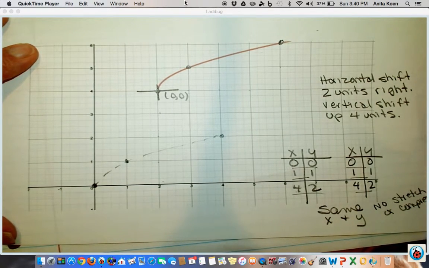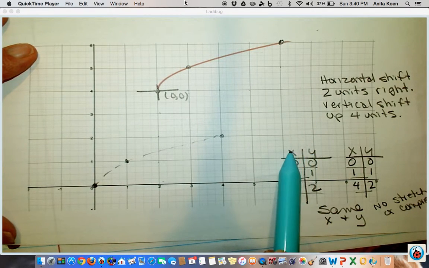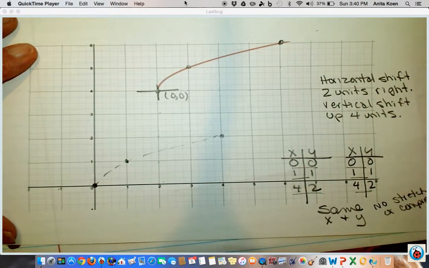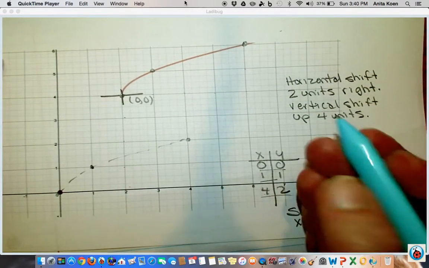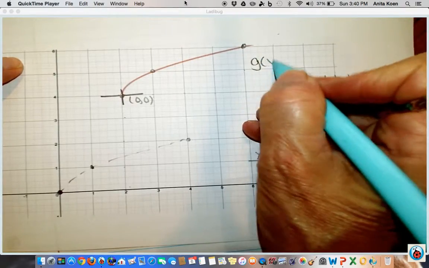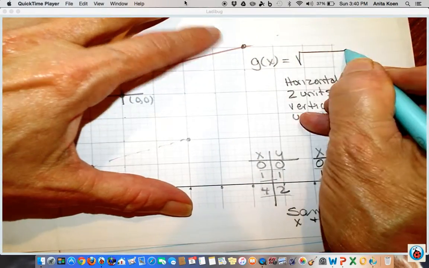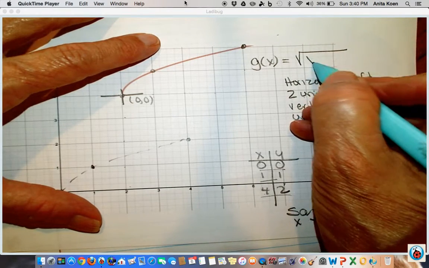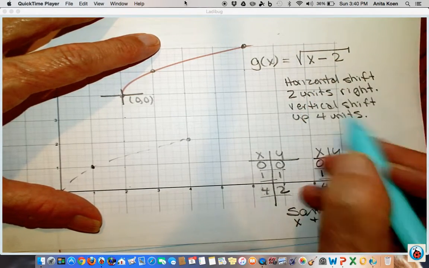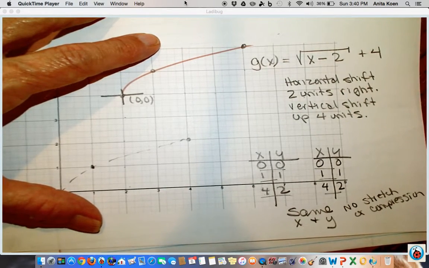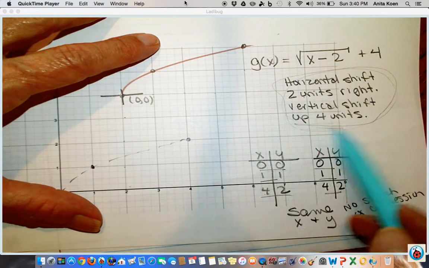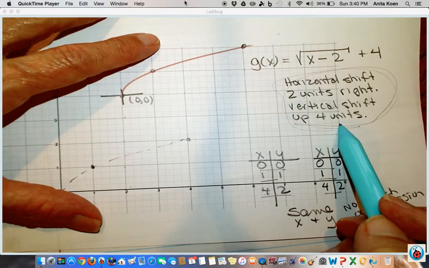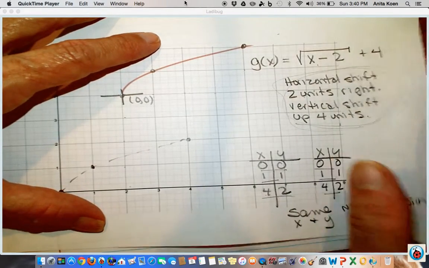So if I was going to write this equation, all I'd have to do is the horizontal shift and the vertical shift. There's no reflection here. There's no compression or stretch. Because if I was going to write this equation, I would say g of x is equal to the square root. We're going to shift to the right 2, so x minus 2 on the inside, and up 4. Okay, this is just like problems 7 through 10, going through these transformations and putting them in the equation.